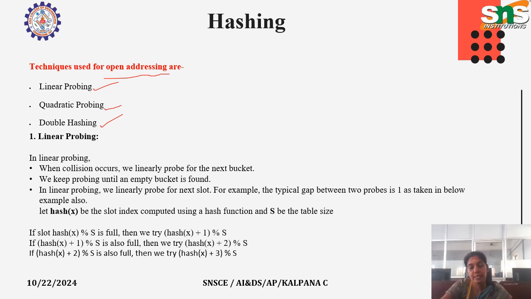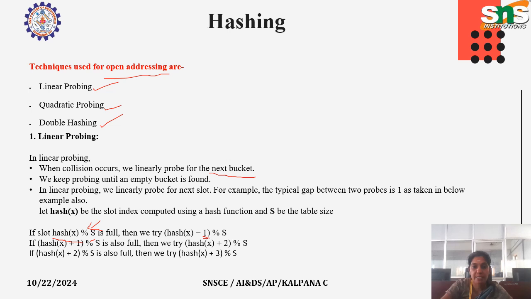In linear probing, when a collision occurs, we linearly probe for the next bucket, which means we see whether the next space is free or not. If it is free, we insert the data there. So we'll see the formula. If slot hash of x modulo s, where s is the size of the hash table, is full, then we try hash of x plus 1, the next position.